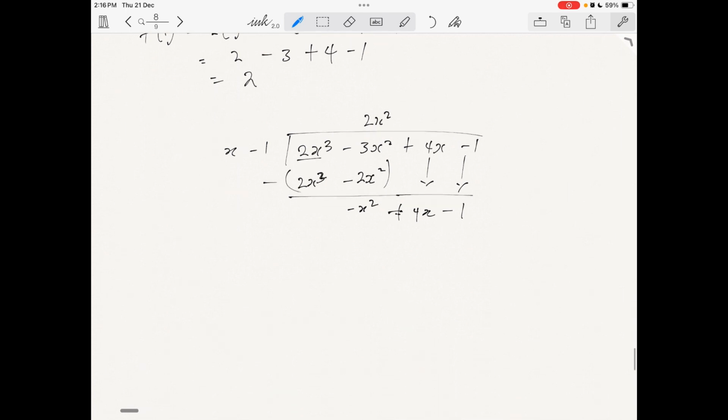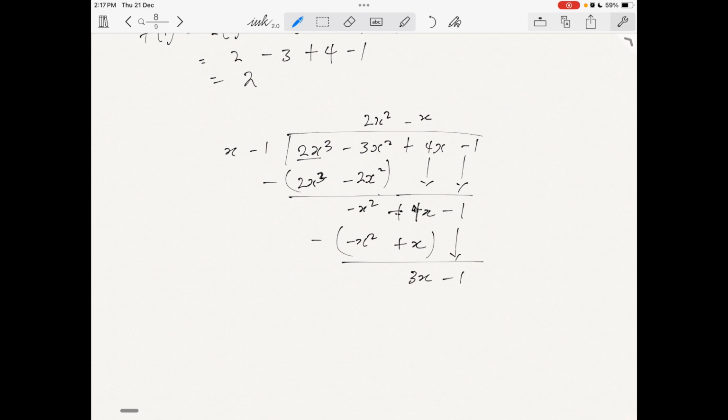Then we go again with the process. We divide minus x squared by x, so we have minus x. We multiply minus x with the whole of the divisor, so we have minus x squared plus x. We subtract again, so this whole end will give us 0, and we have 4x minus x, which will give us 3x. So drop this one down, minus 1.